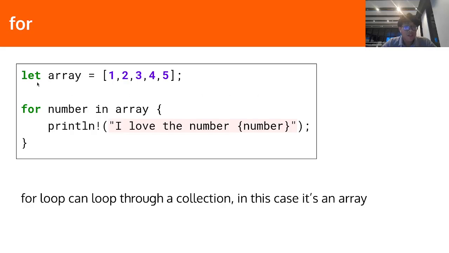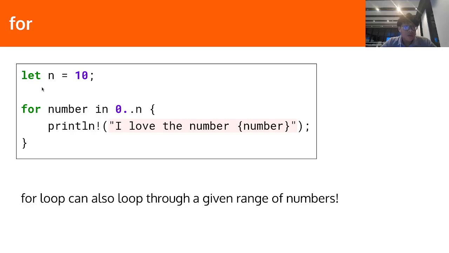So lastly, we have the for loop. This is one of the ways in which to use a for loop, which is for example here we have an array, and we can just use the for loop to loop through the elements of the array. In this case we have integers. So for example, in the body of the loop we print I love the number, so this will print I love the number 1 followed by I love the number 2 and so on for every number in the collection.